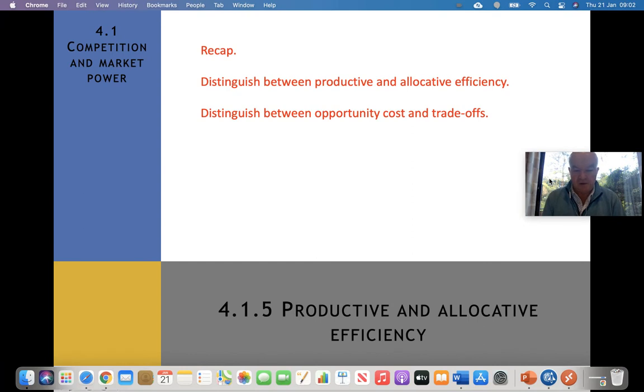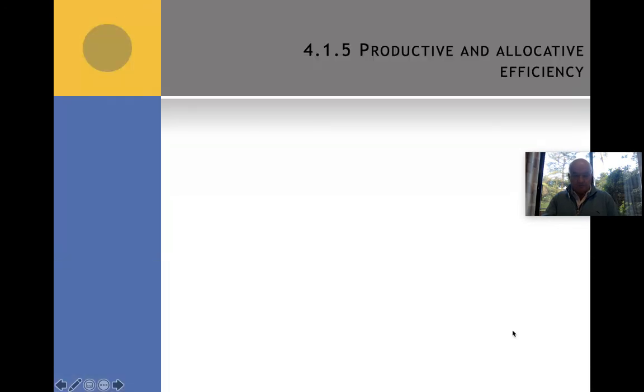So we're going to be looking at productive and allocative efficiency this morning. And we have spoken about this before, but I think we probably just need to revisit it and discuss it in a little bit more detail. So effectively, we're going to look at how you can distinguish the difference between productive and allocative efficiency, and also the difference between opportunity cost and trade-offs. And these are all concepts I think you should have covered previously. I think productive and allocative efficiency you may have touched on, but we'll go into this in a bit more detail now. Okay, so without further ado, let's get on.